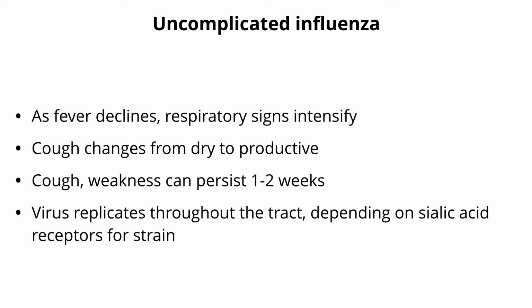You get respiratory signs amplifying. So very early on, you have a high fever, but then as that goes away, you think, I've beaten this, and then you start to cough and hack and sneeze and spit mucus all over the place, and that can go on for quite a while, 1 to 2 weeks. The virus is replicating throughout your tract, again, depending on the receptors for the particular strain. All the human strains are going to bind to the alpha-2,6, and you're not likely to be infected with an avian virus unless you're working in a chicken farm or something of that sort.